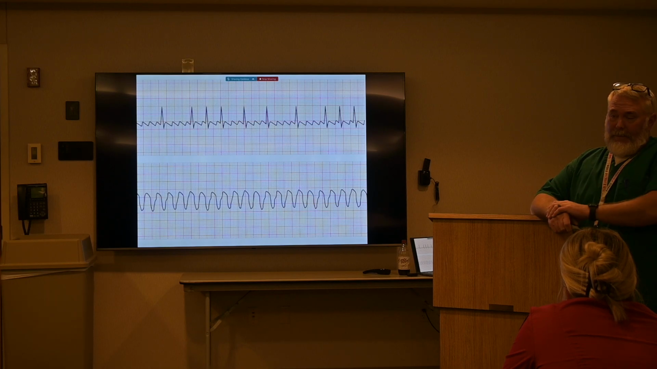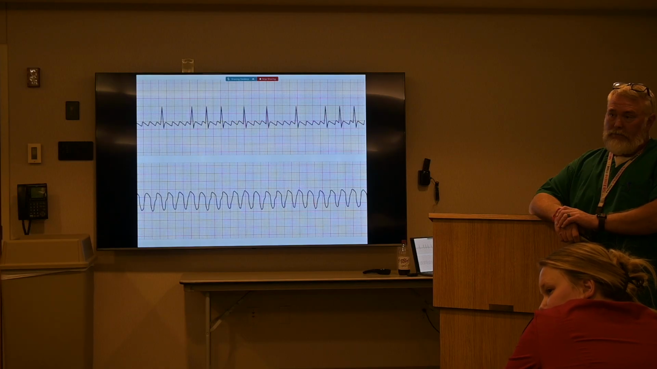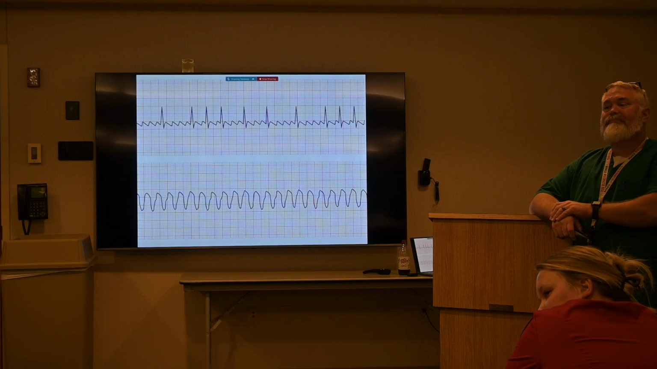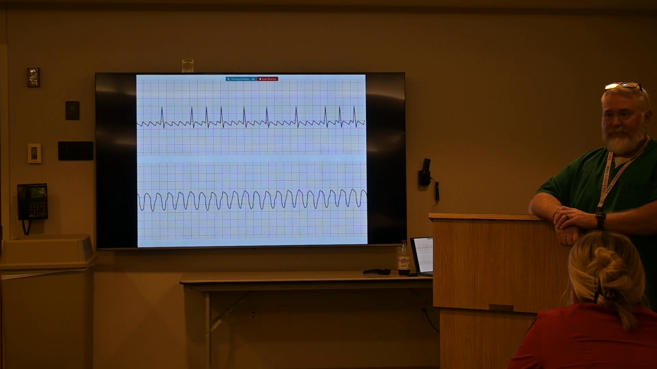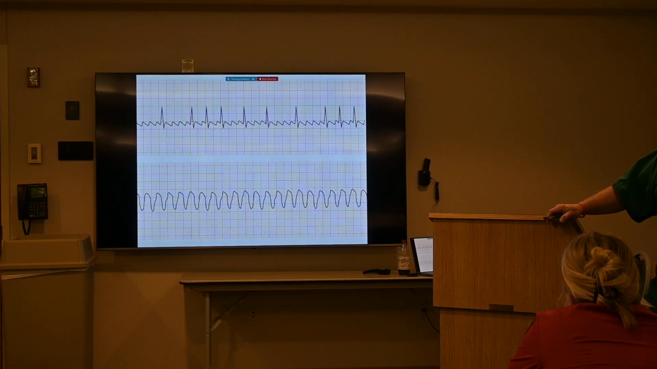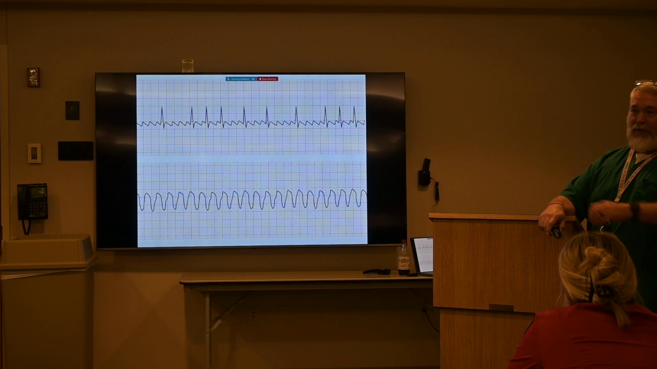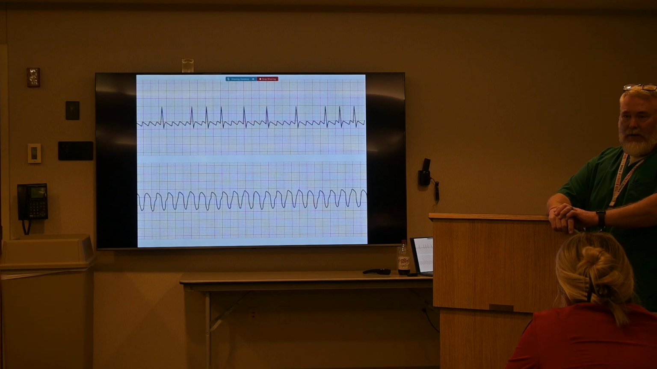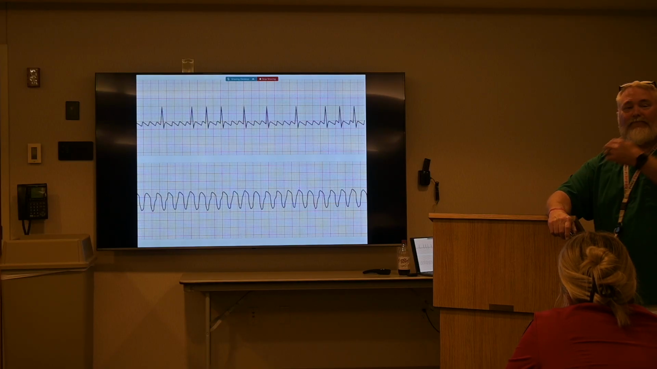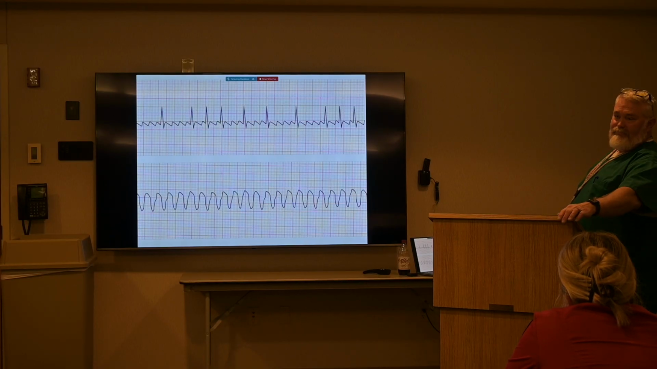Your one risk, and it doesn't happen very often, if you don't sync a monomorphic VT like that is you could change it to torsades. Yeah, the R-on-T phenomenon, have you heard of that? If you can sync it, which you could easily sync because it can easily match up to it, it's safer to sync. When you're not syncing, it's just gonna deliver the shock, period. It doesn't care at what point it's shocking, it's just gonna bang it. If you sync it, it's gonna hit right at the top of what is supposed to be the QRS, and you'll have better luck.